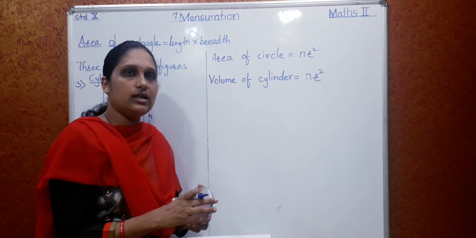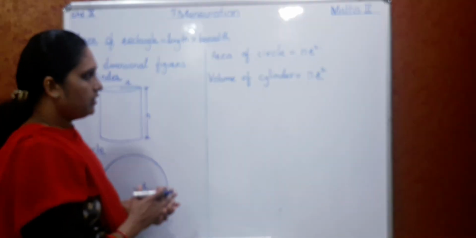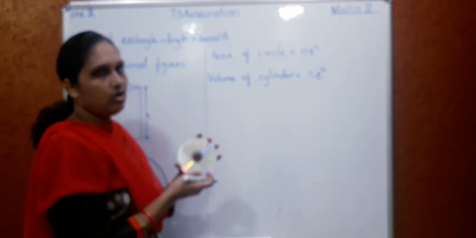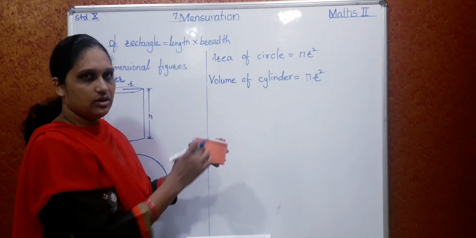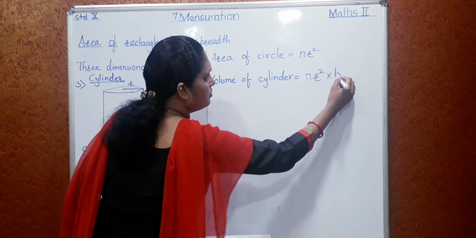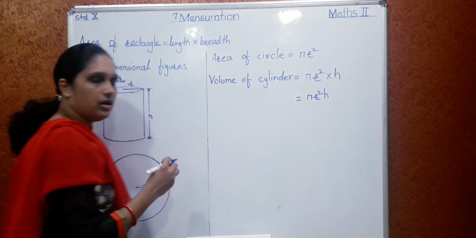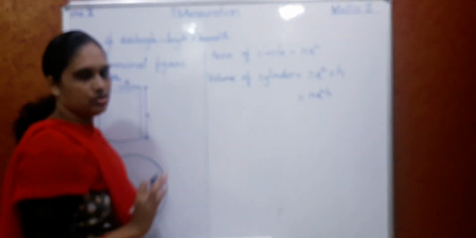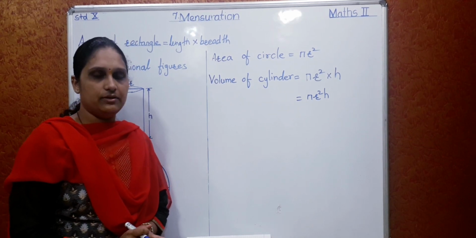Now how many figures will I get here? How much is the height? So when I want to find the volume of this cylinder, I will take the area of this one circle into the height of the cylinder. So here it is area of circle into height. So volume of cylinder will be pi r square h. So this is the third formula of volume of the cylinder.